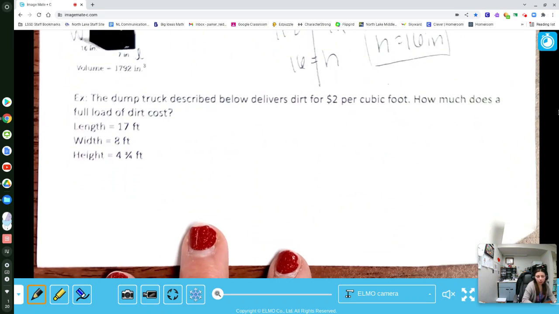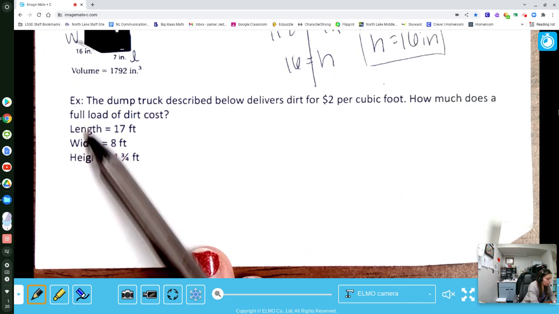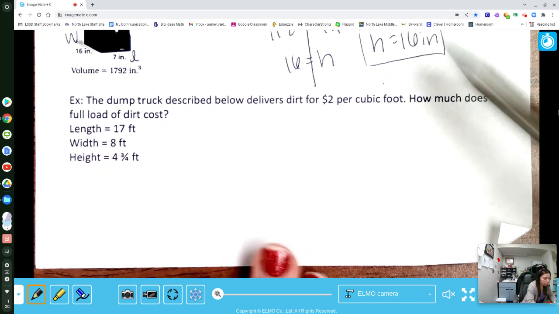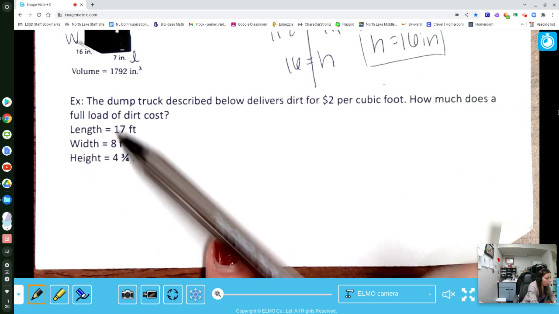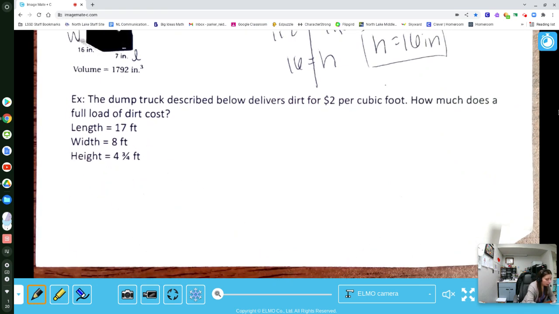All right, on our final question, our final example here, it says the dump truck described below, here's our description, its length, width, and height, delivers dirt for $2 per cubic foot, or foot cubed. We could say it either way. How much does a full load of dirt cost? So what this is asking is if we find the volume, the amount of dirt that fits in this dump truck, how much is it going to cost us to deliver that amount of dirt if it's $2 per cubic foot? So first I need to find the volume of the dump truck.